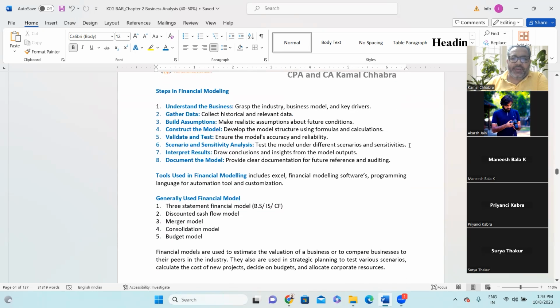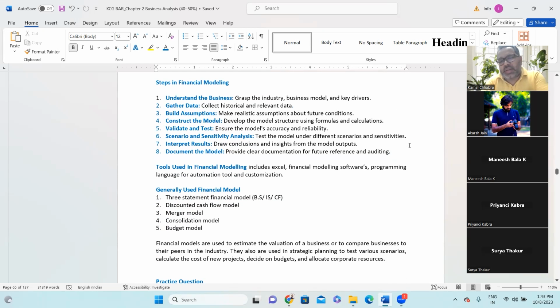Okay. Steps in financial modeling. First is understanding the business. So grasp the industry understanding, business model, key drivers of the business, gather the data from the management, collect the historical data, relevant data, build the assumptions, make realistic assumptions about the future conditions.